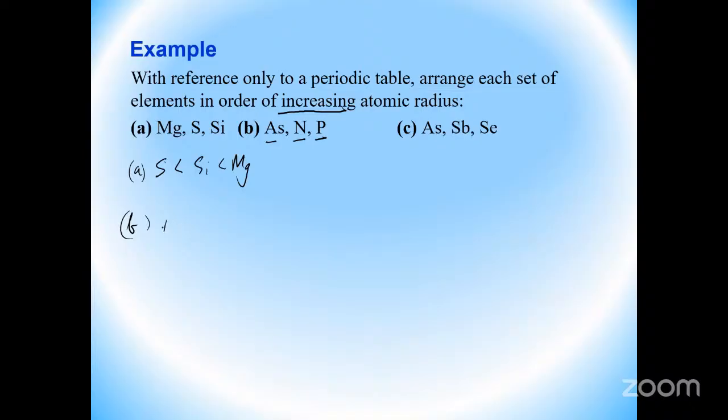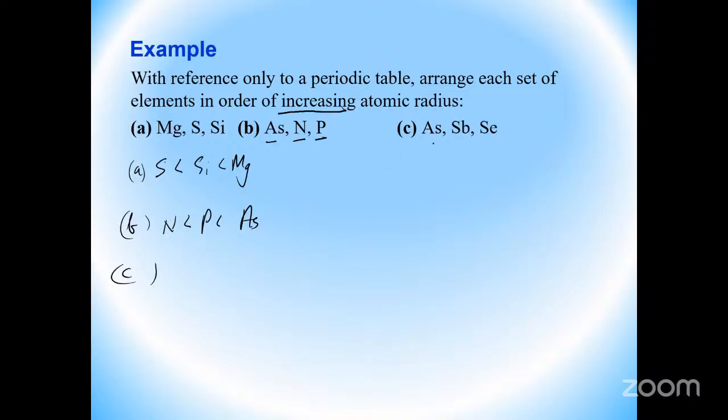Nitrogen. Nitrogen followed by phosphorus, and then followed by, of course, arsenic. And that's it, all right? Okay, so that's the answer for B. So let's look at C.